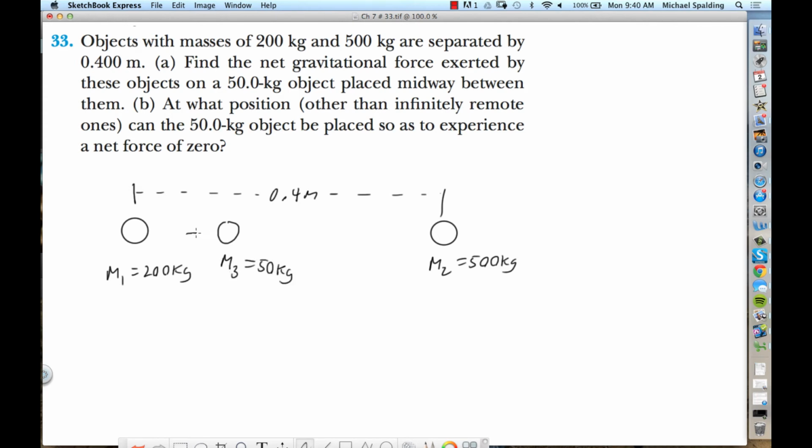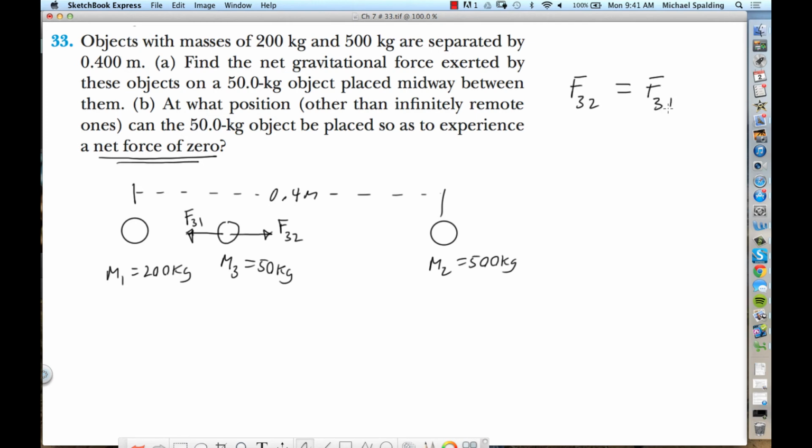Now look, again, we have F31 to the left. We have F32 to the right. If the net force, right up here they say, at what position can the 50 kilogram object be placed so it experiences a net force of 0? So a net force of 0 tells us what's going to be happening to these two forces. They're going to be equal. They're going to cancel each other. Okay, so let's do that. We're going to go, all right, so in this situation, we need F32 to be equal to F31.